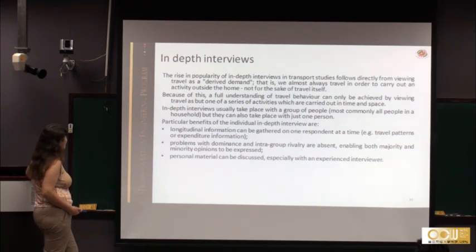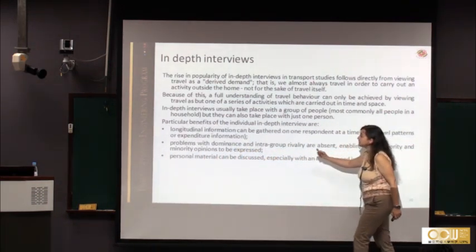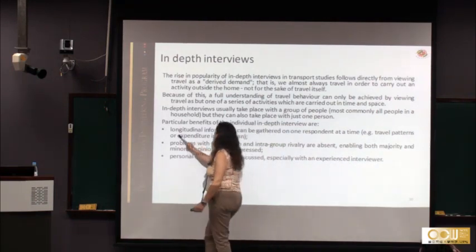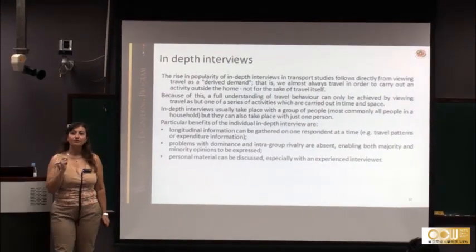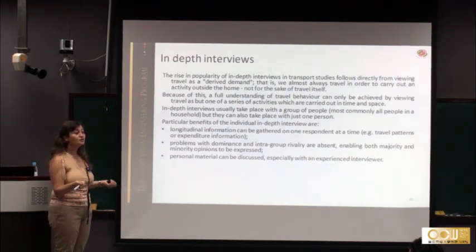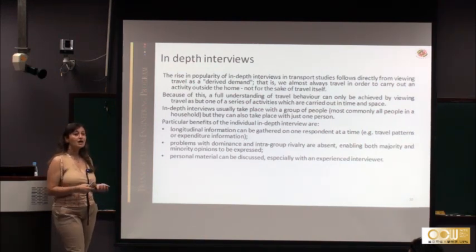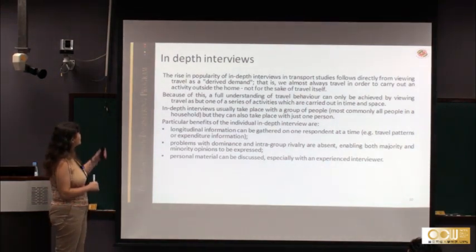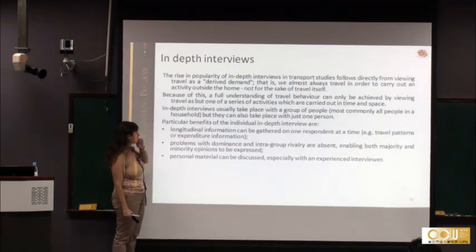So for example, you can have more information about travel patterns and expenditure information. Remember that we never have in transportation surveys information about expenditure, so how you spend your income, which is very important in problems like car ownership, right? If you decide to buy a car, this is a very important decision because this will take a lot of your income. So you don't know how the income is allocated. In this in-depth interview, this is what you can do, for example, collect information about expenditure.